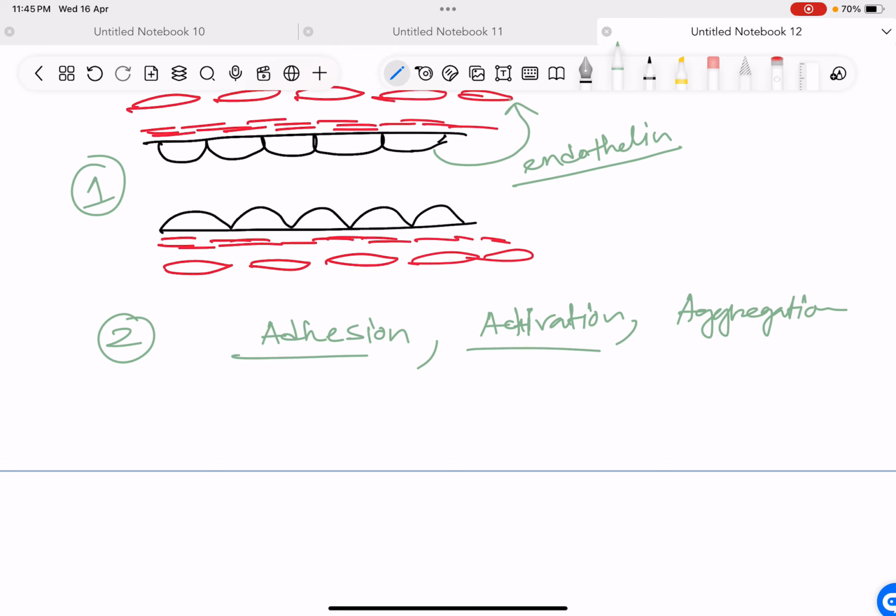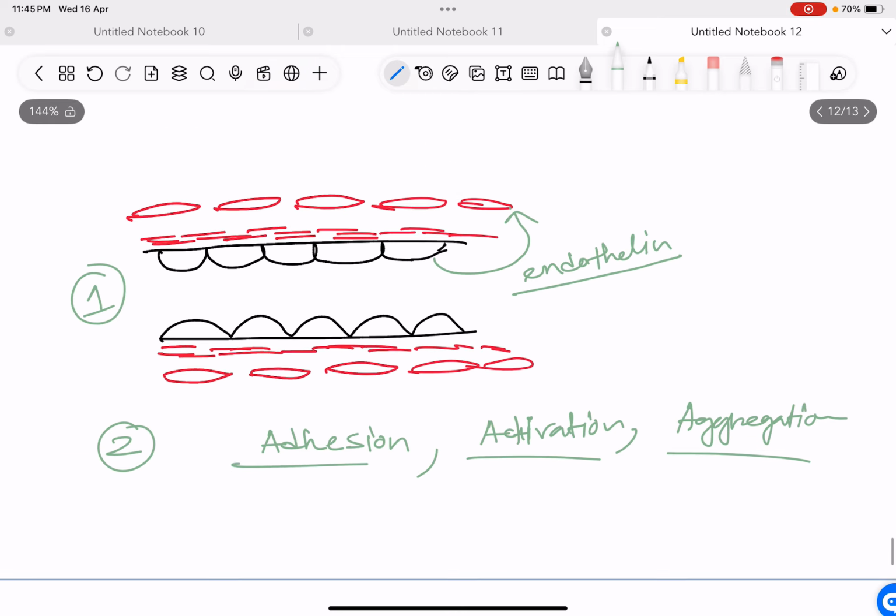So adhesion, activation, and aggregation. What is adhesion? Suppose this area is damaged, and platelets were traveling in this area. The platelet will get exposed to the collagen. So this thing is collagen, and this is platelet.